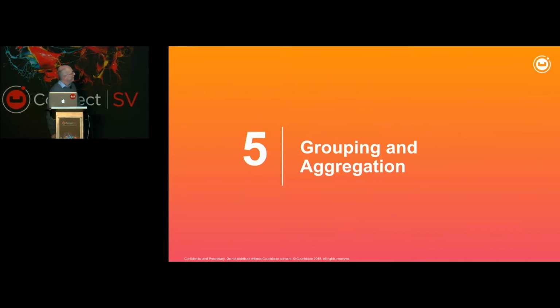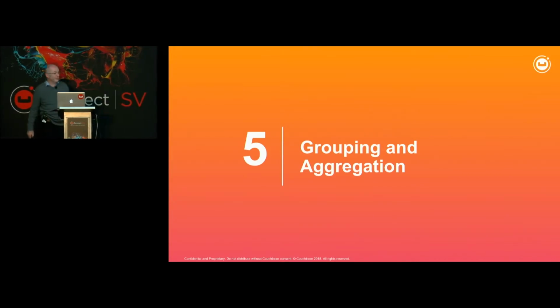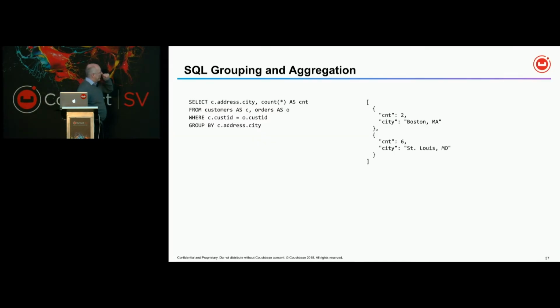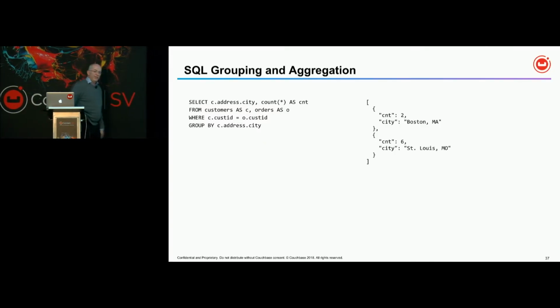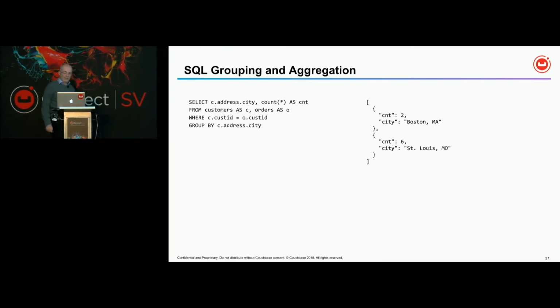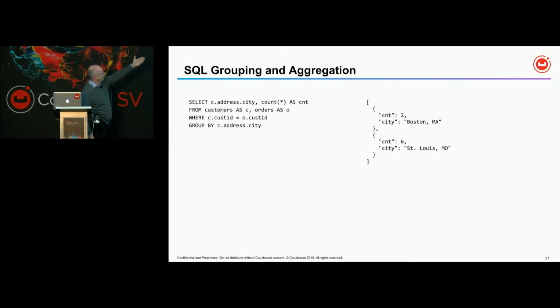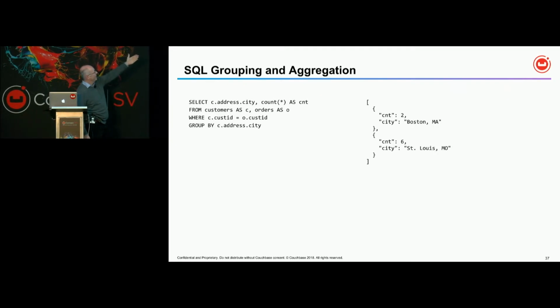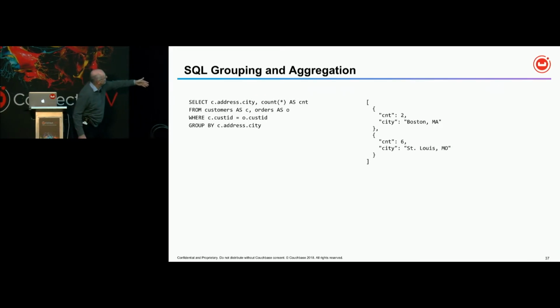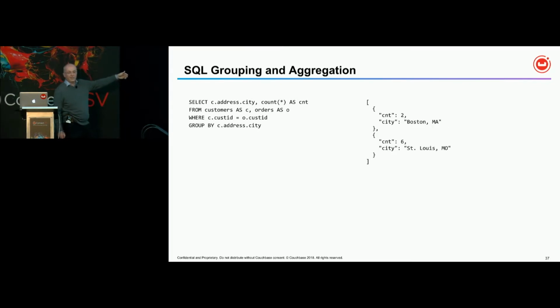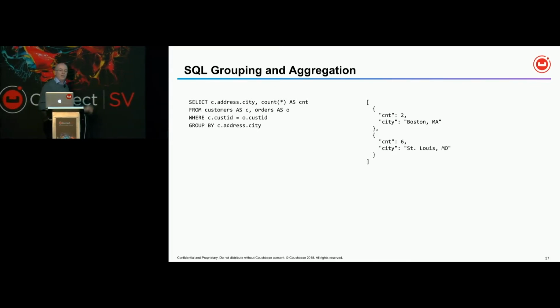All right. Next on, grouping and aggregation. So we're doing analytics, so clearly grouping and aggregation is important, right? That's what the business of grouping and aggregation is. This is a very regular grouping and aggregation query. You join customers with orders, you group by the city, and then you select the city from that, and you want to know how many customers you have in that city, and the result of that is, okay, so we have 2 in Boston and 6 in St. Louis, okay? Very simple query.